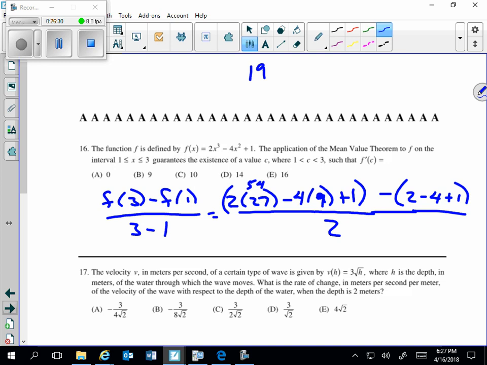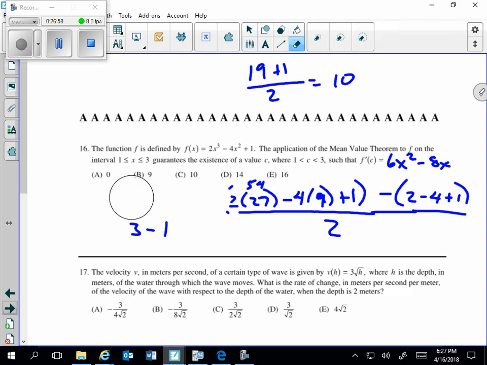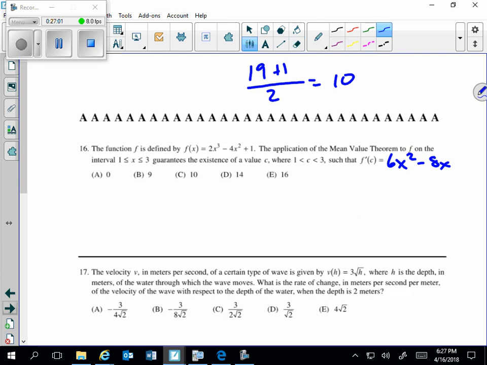All right, over here, I get 2 minus 4, which is negative 2, plus 1, which is negative 1. Negative 1 makes it plus 1, all over 2, which gives me 20 divided by 2, which is 10. So I know my average rate of change is 10. So what is my derivative? This is going to be 6x squared minus 8x. Where does that equal 10? Where will 6x squared minus 8x minus 10 equal 0?